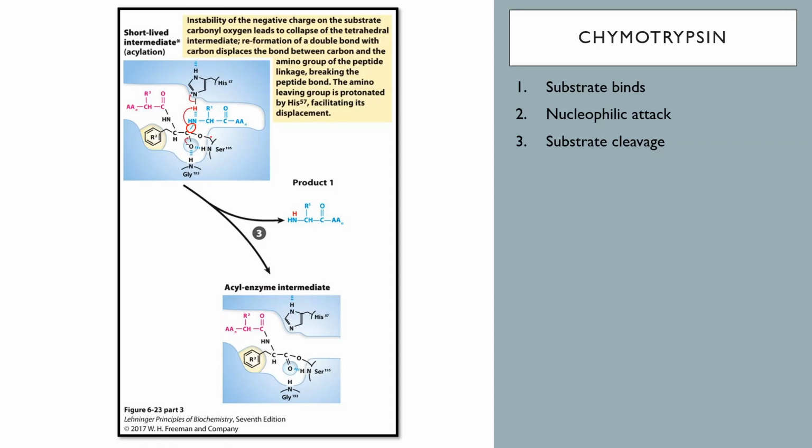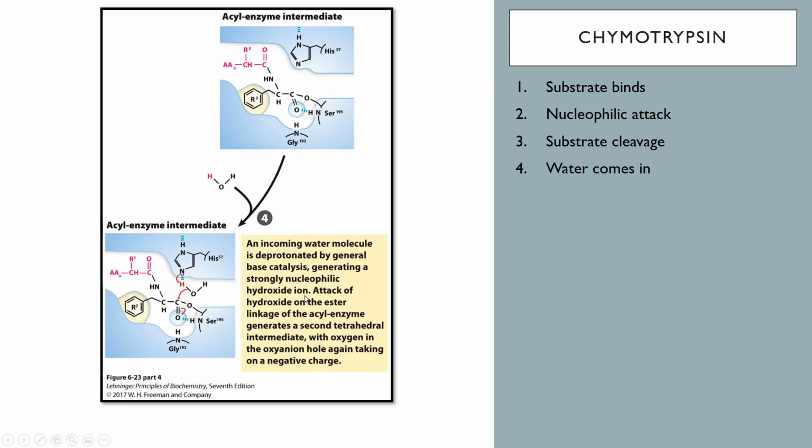And once that bond is cleaved, the first amino terminal of our peptide is now free. So that's the first product of our reaction. And now we have the aromatic amino acid covalently bound to that serine residue. But we're not done yet, because we need to get rid of the other end of the peptide. Now, though, there's space for water to come in.